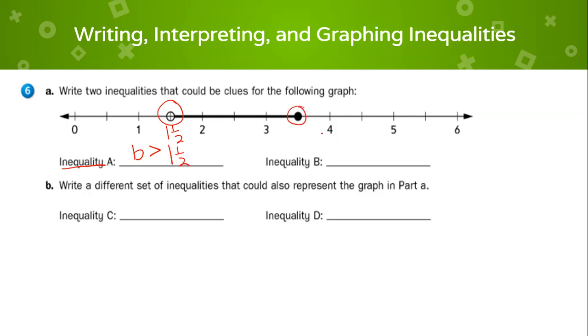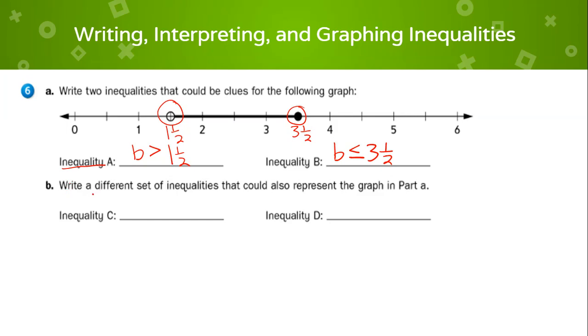On the other end, I'm going to take a look. This is 3.5, and it includes it because it's a closed dot. So B, and we need numbers that are less than it. So B has to be less than, but it could be equal to 3.5.